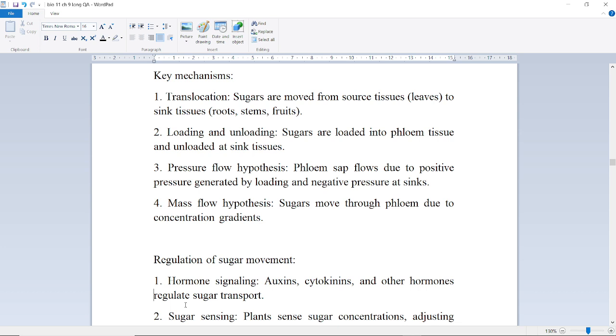Pressure flow hypothesis: phloem sap flows due to positive pressure generated by loading and negative pressure at sinks. Mass flow hypothesis: sugars move through phloem due to concentration gradient.